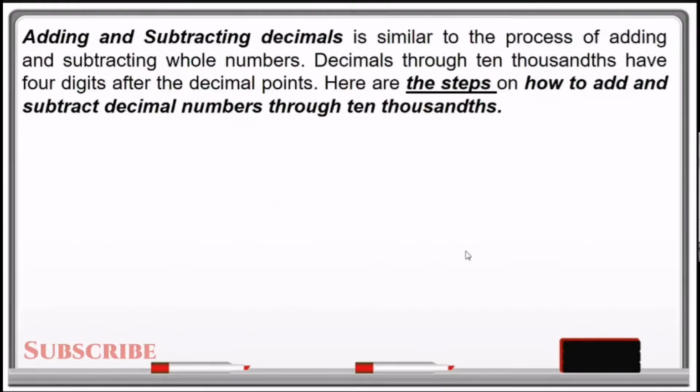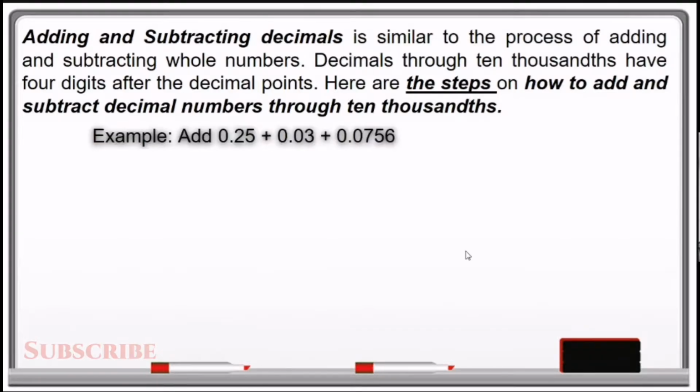Okay. So adding and subtracting decimals is similar to the process of adding and subtracting whole numbers. Decimals through 10,000s have 4 digits after the decimal point. Here are the steps on how to add and subtract decimal numbers through 10,000s.